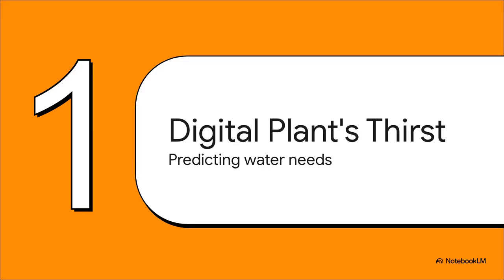First things first, a plant's thirst isn't a simple, fixed thing. It changes all the time, right? It depends on the weather, the time of day, even where it is in its life cycle. So trying to predict that need, well, it means you've got to understand a really dynamic system. And that's exactly why a detailed model is so absolutely essential.